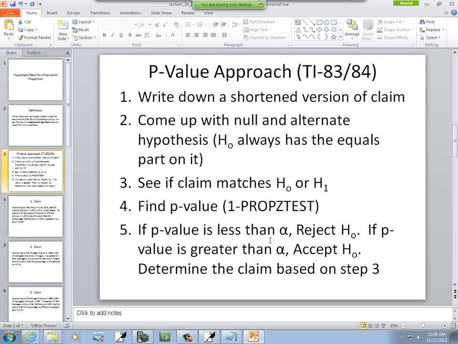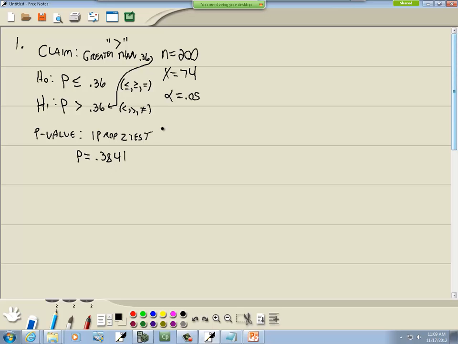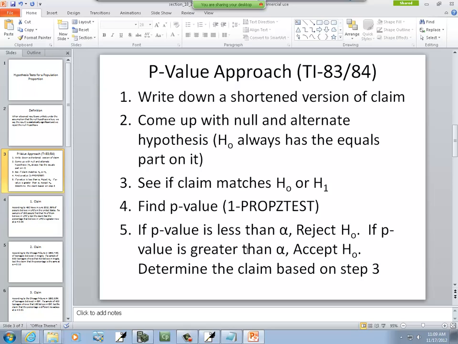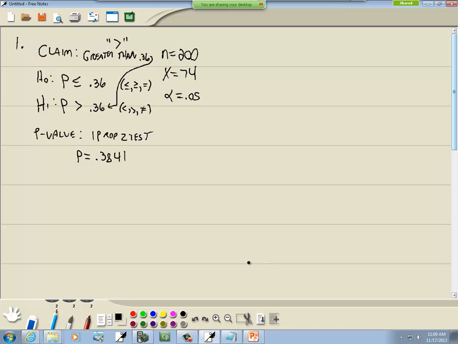Okay, if the p-value is less than alpha, well, the p-value is 0.3841, alpha is 0.05. It's not less than. If the p-value is greater than alpha, it says accept H naught. So for a conclusion, we're going to accept H naught. Now H naught and H1 are opposites of each other, so if I accept H naught, that means I reject H1. And since our claim matches H1, whatever we say about H1 is what we say about our claim. So we reject our claim.